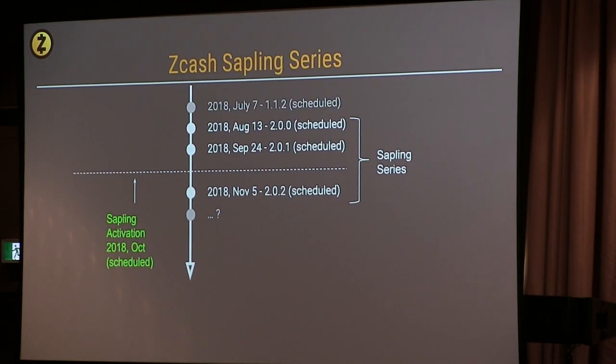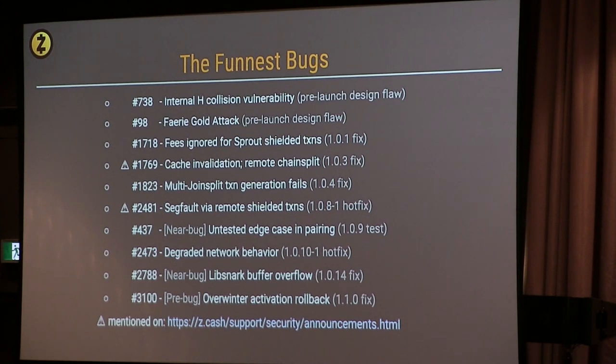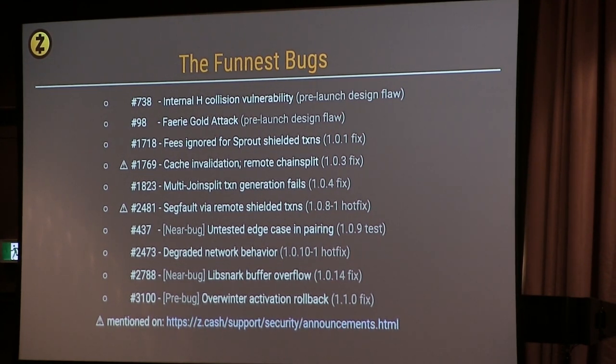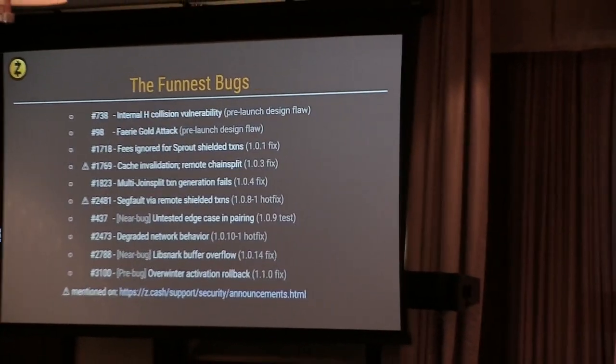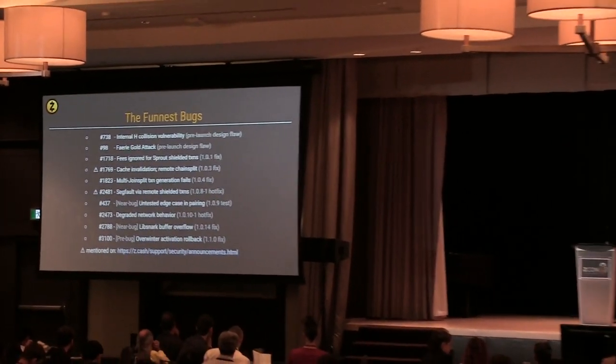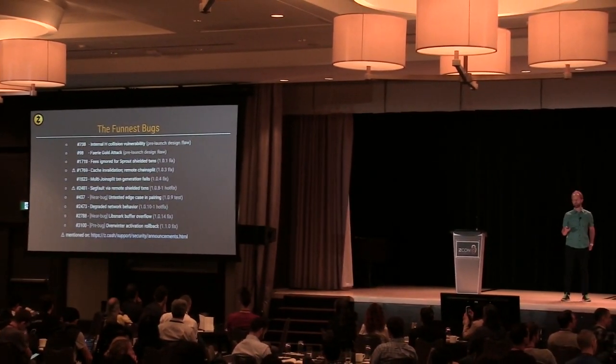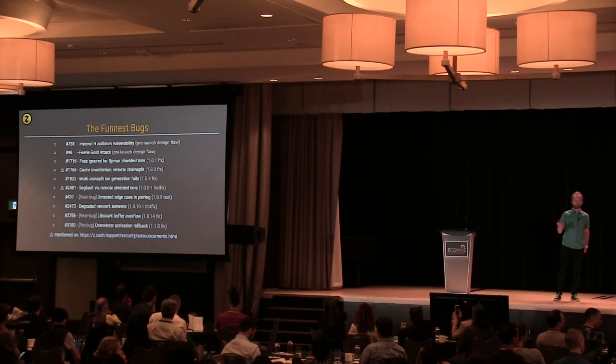Okay, so that's just a tour of how Zcash company got formed, and then one visualization of what we've been doing schedule-wise. So now the next part is my list of the funnest bugs that we've encountered and fixed. This list is chronological, roughly from the time that flaws or bugs were repaired. And I think it's interesting to just go over these.